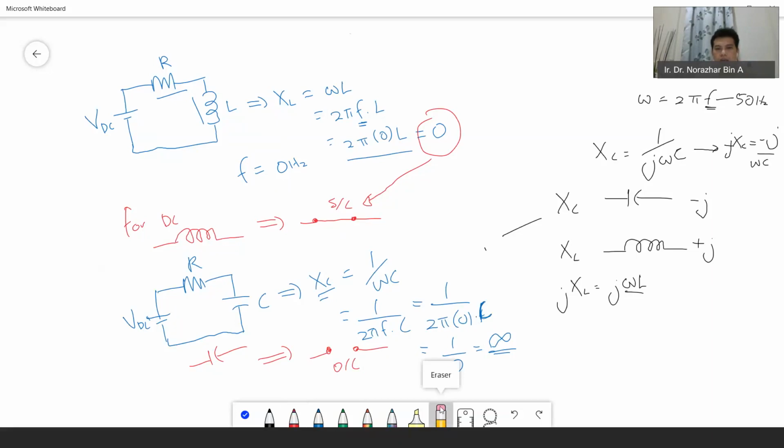So this is how you need to be careful. If the circuit is DC, then the inductance is going to be a short circuit, and the capacitance part is going to be an open circuit, right? I think this is a very quick revision about the basic concept of AC and DC. Hopefully you get some points here on how to solve your assignment and also the questions related to the final exams.